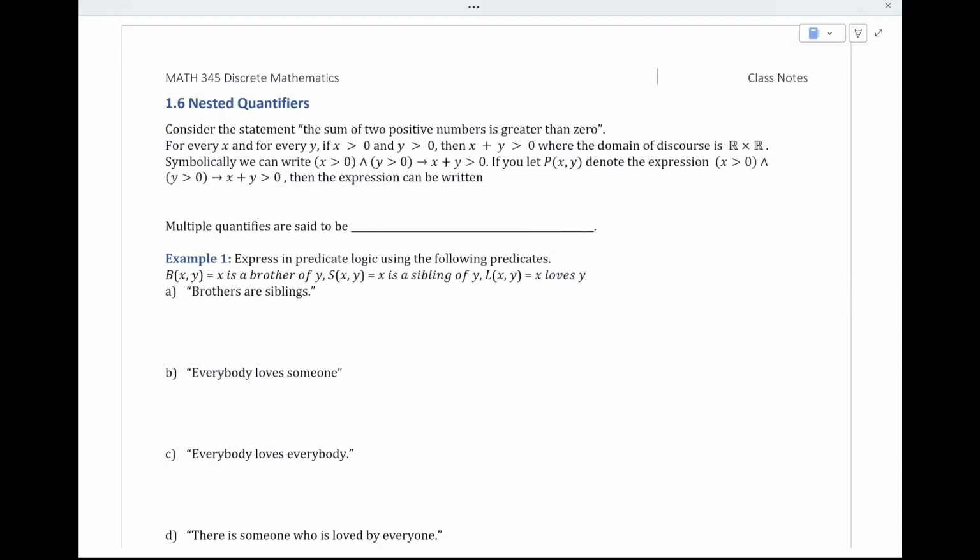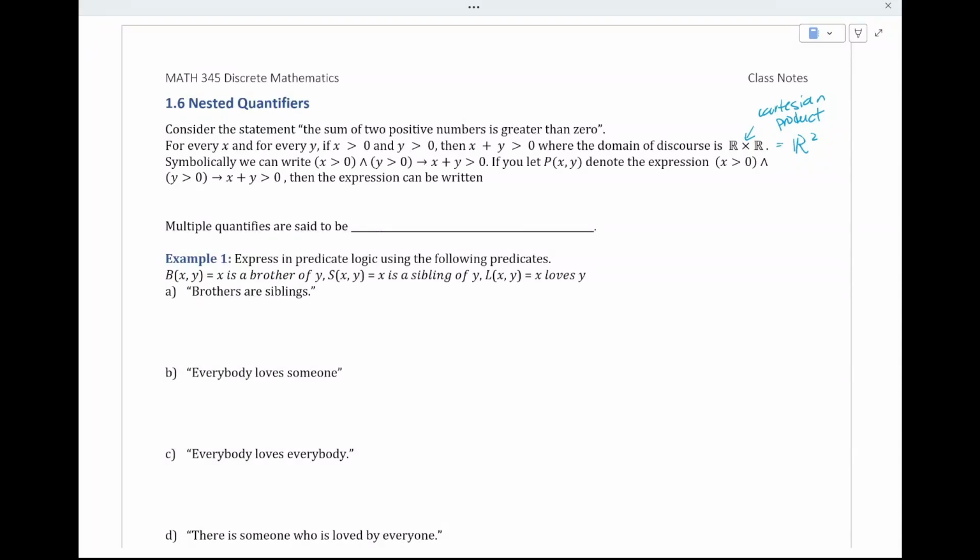Let's write it a little more formally. For every x and for every y, if x is greater than 0 and y is greater than 0, so these are our two positive numbers, then x plus y is greater than 0. That's their sum. The domain of discourse is R times R, or R cross R. This is the Cartesian product, which we learned about in a previous section. We can also say that that's R squared, because R times R would be R squared. That's our domain of discourse.